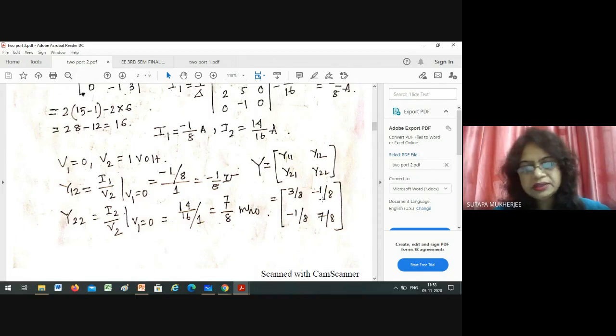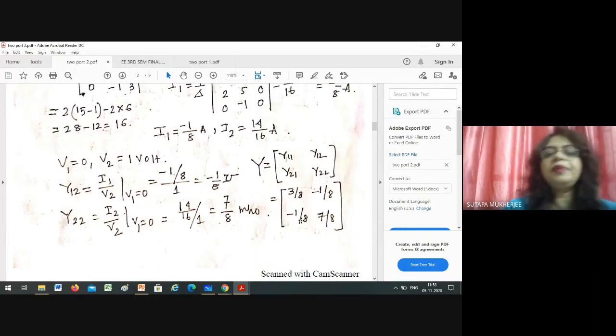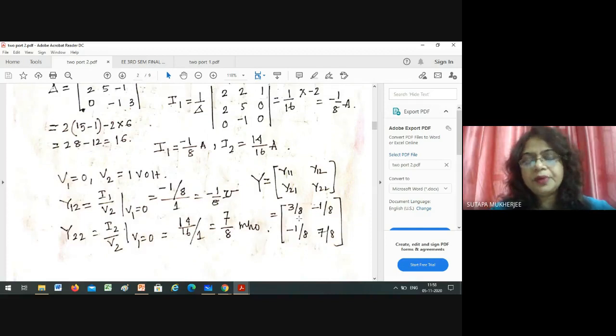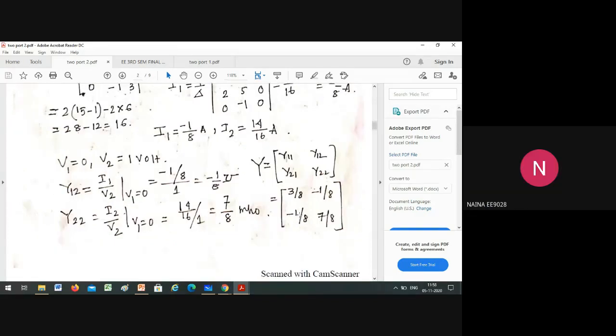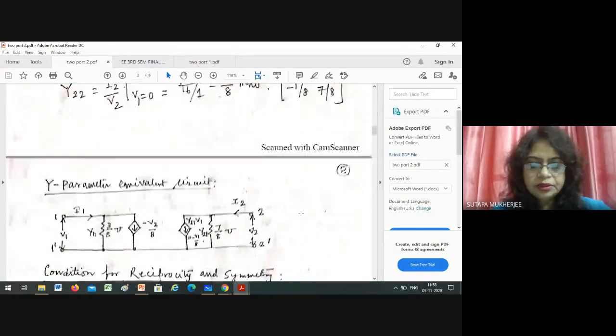This is our answer. So you have already got the values of the z parameters and the values of the y parameters. Does anybody have any problem determining the z parameter and y parameter for a particular problem? Tell me, ma'am. I'll explain again, no problem.